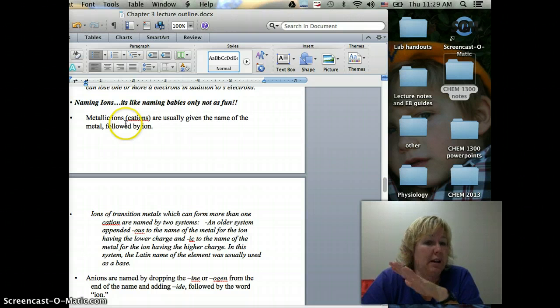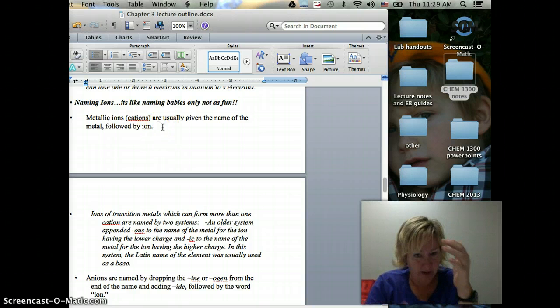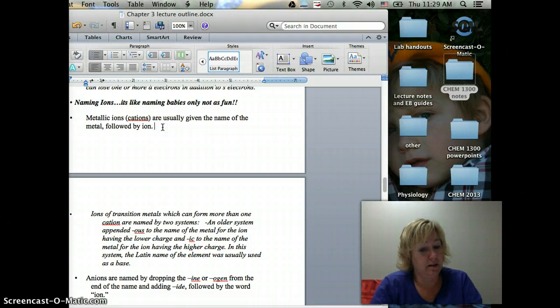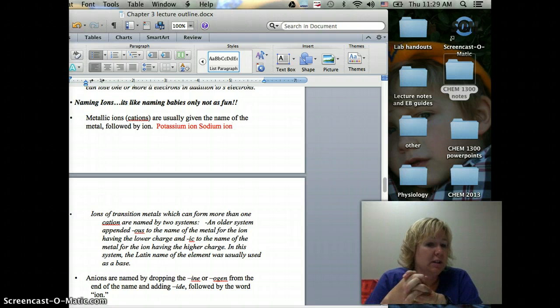Okay, naming ions. Metallic ions, we like to call them cations, are usually given the name of the metal followed by the word ion. So things like, let's have an example, which I'll put in red. So let's say potassium, and then we're going to put the word ion. Sodium ion. These are important. What's interesting here is you will all the time hear these being used just as potassium and sodium in biology. I will use them mistakenly in physiology, but you know from our experiment in class.